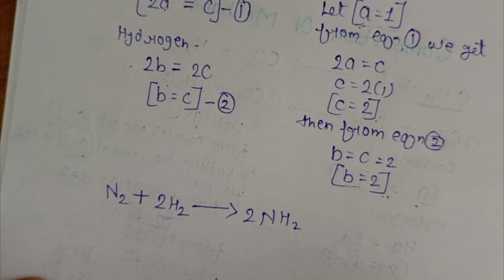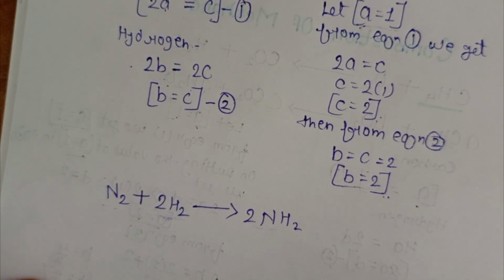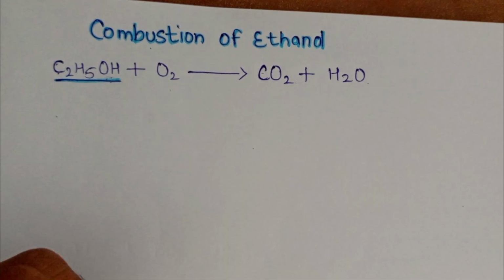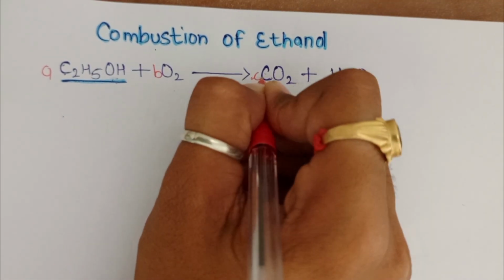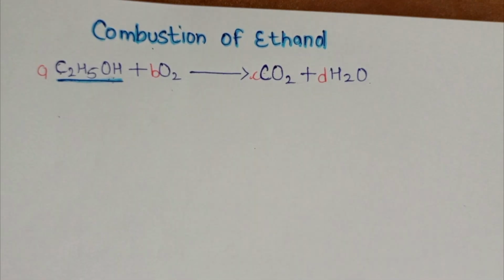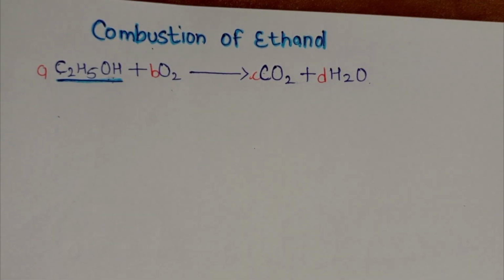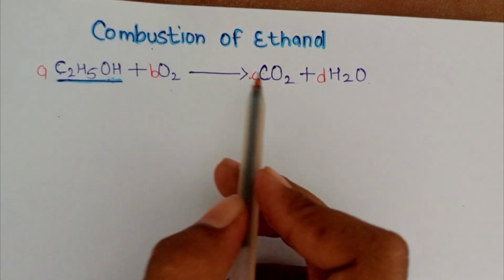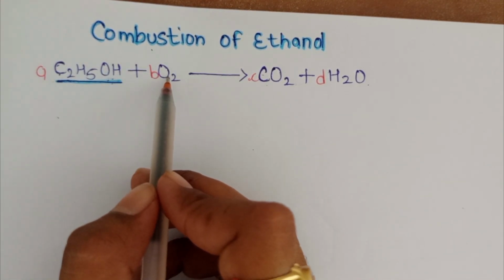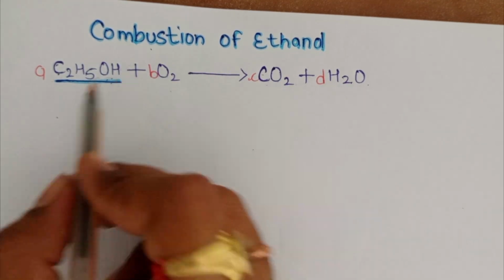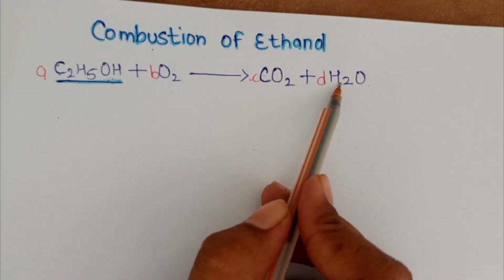Now let's come to our last example, but it is a little complex. So let's start by assigning the algebraic coefficients a, b, c and d. This is unbalanced because there are 2 carbon atoms, but on the product side it is only 1. Oxygens are 3 on one side, but here 3, and H is equal to 6, but here only 2.